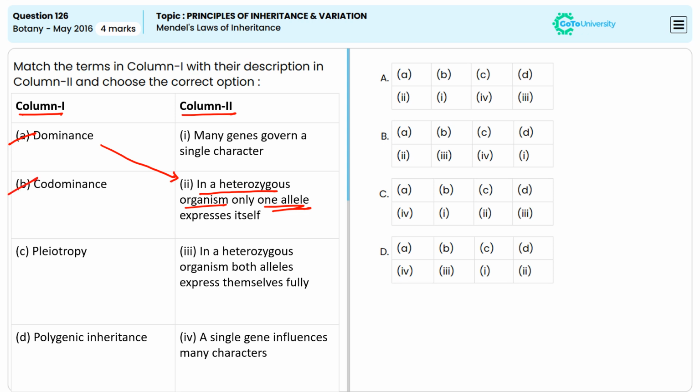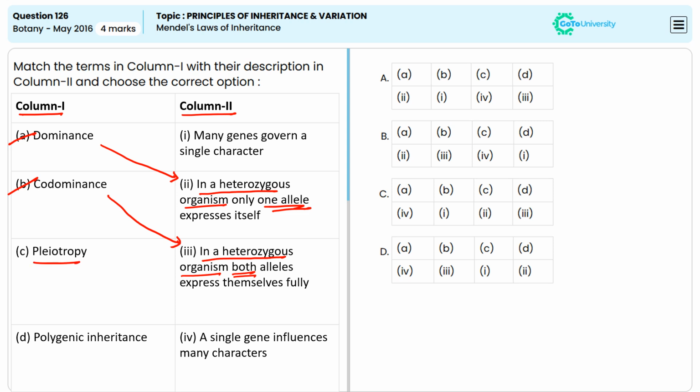Now coming to codominance. So in codominance, both alleles of a gene pair are expressed equally and fully in a heterozygous organism. So that means 3 is the correct one. In a heterozygous organism, both alleles express themselves fully. So B matches with the third one.